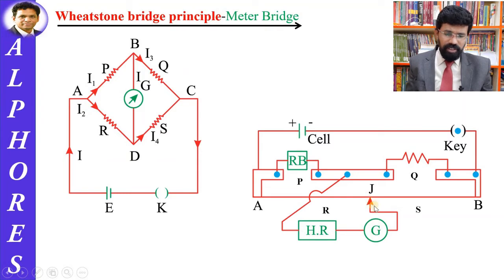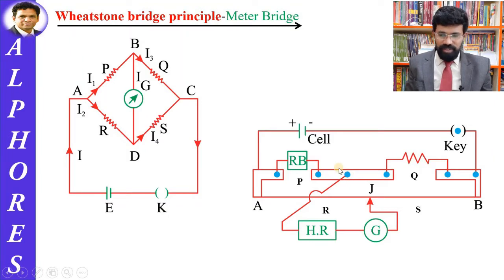So here this jockey is connected to what? The galvanometer, and this galvanometer is directly connected to this strip. You can use an HR, high resistance box, or without that also you can perform the experiment. Let us say a high resistance box is also connected here. So from the jockey it is connected to the galvanometer, and again HR, and from here it is connected to this point, to this blue dot.